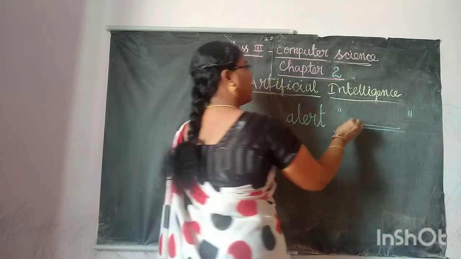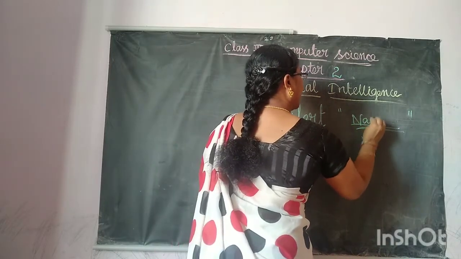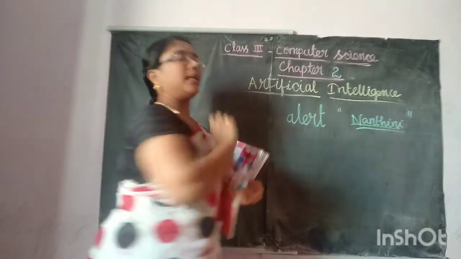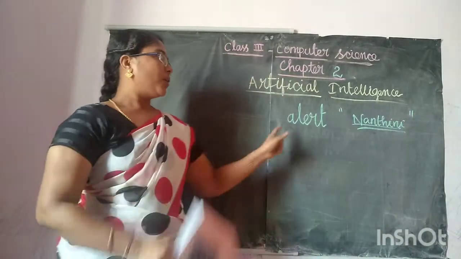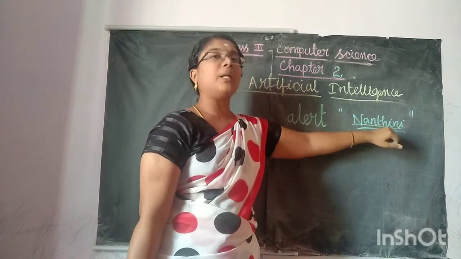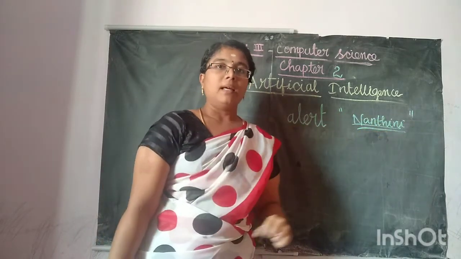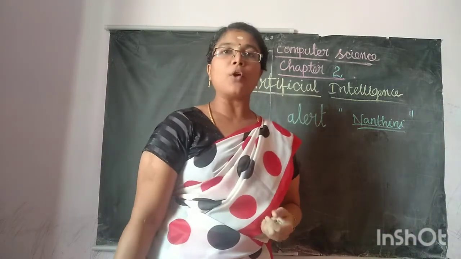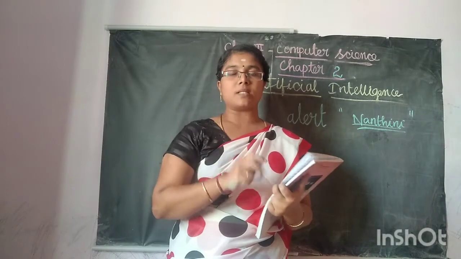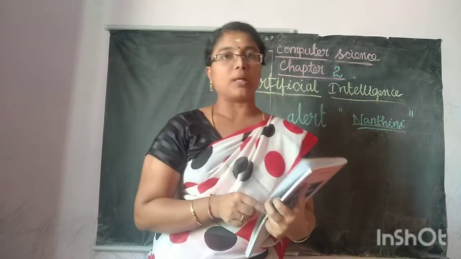Within that you can give your name, maybe Nandini, or any name you want. So within alert and the double quotation marks, you can give the message you want to display. For that we followed 3 steps. Do you remember what they are?